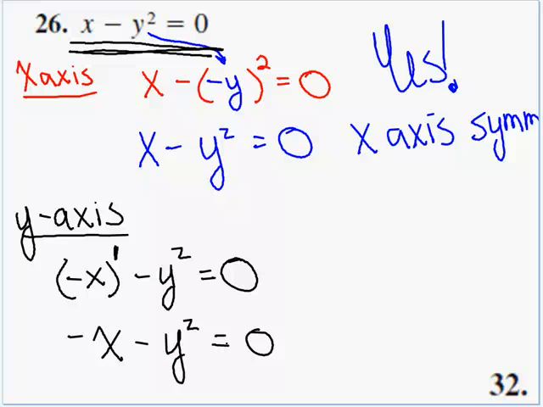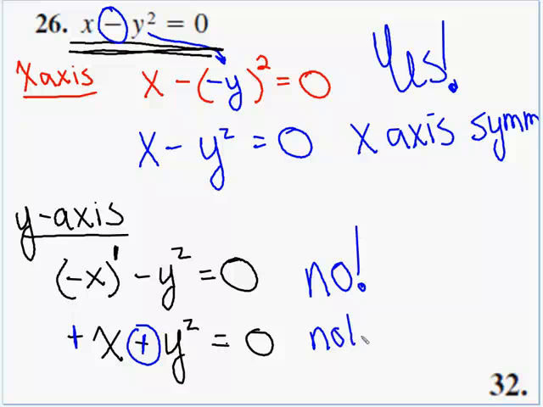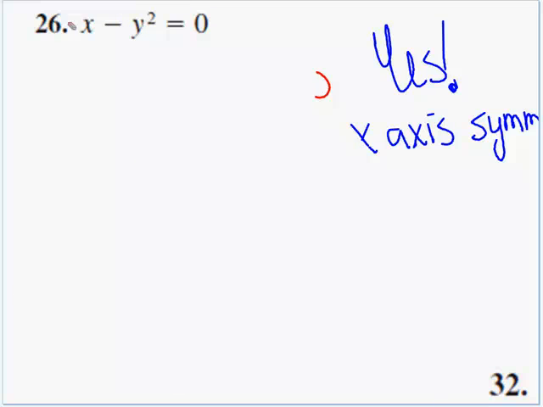You can think, well, okay, maybe if I multiply both sides by a negative. If I multiply the left side by a negative, this will get switched to negative, as will this. Is that equivalent to what we started with? Well, no. Now this is a plus, where in the original equation it was a minus. So no, these are not equivalent, therefore not y-axis symmetric. Okay, we checked x. Yes. We checked y. No. Again, it's a good idea to complete all the tests.